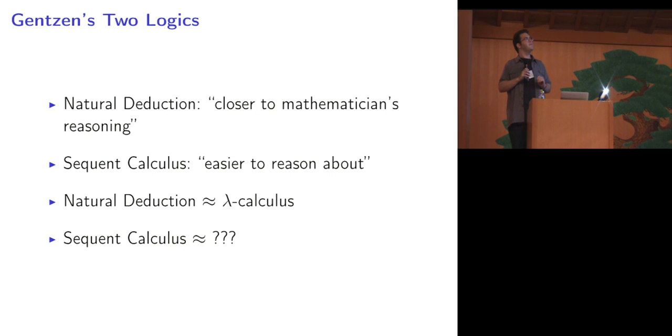So as we know, there's not just one logic, there's many logics. And there's two particularly important ones that came out at the same time. So in the 1930s, Gentzen, in the same paper, introduced two logics. One of them is natural deduction, which is probably the one we're most familiar with because it resembles our functional programming languages. And it was designed to be close to what mathematicians think, more or less.